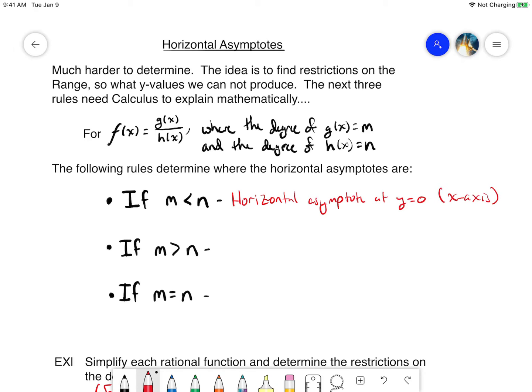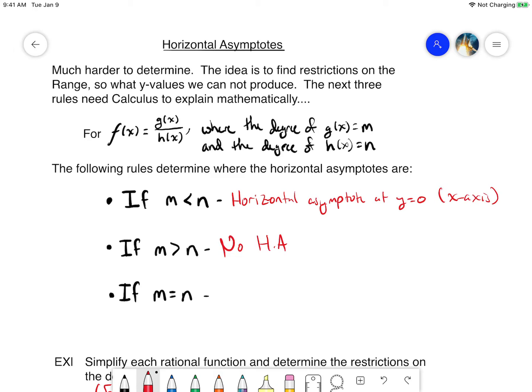Now, if the degree of the top is greater than the degree of the bottom, we're not even going to have a horizontal asymptote. Never will, because no matter how I simplify this, it's always going to simplify down to at least a linear function, so we're always going to have a range with an infinite number of outputs.